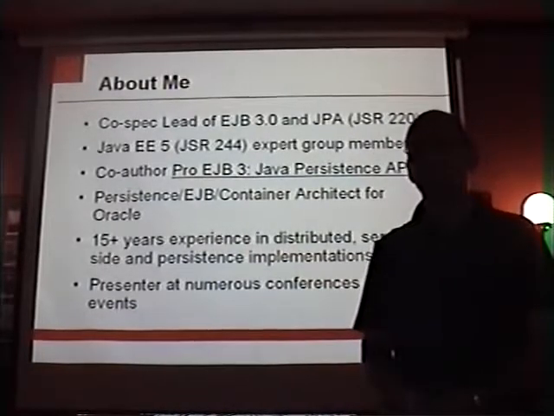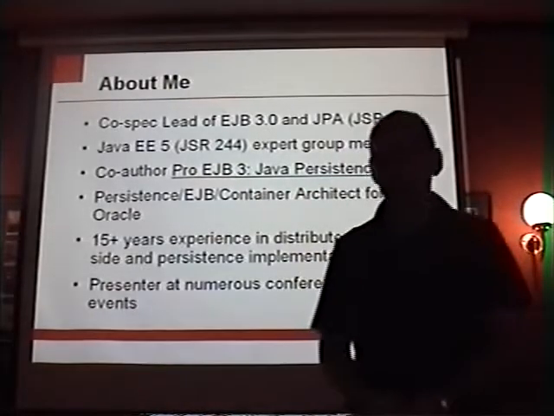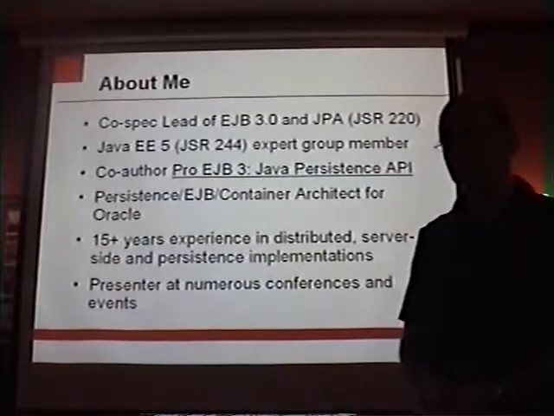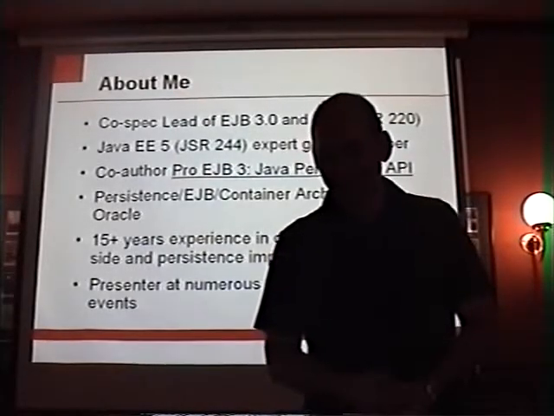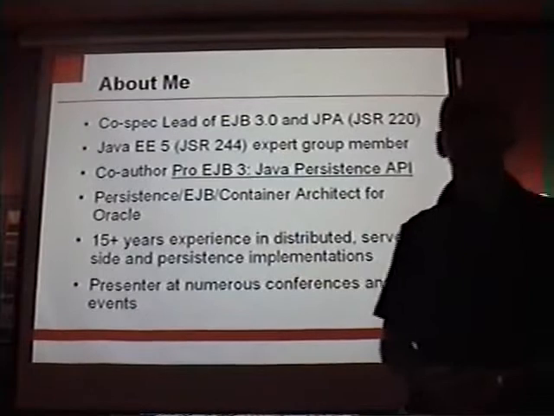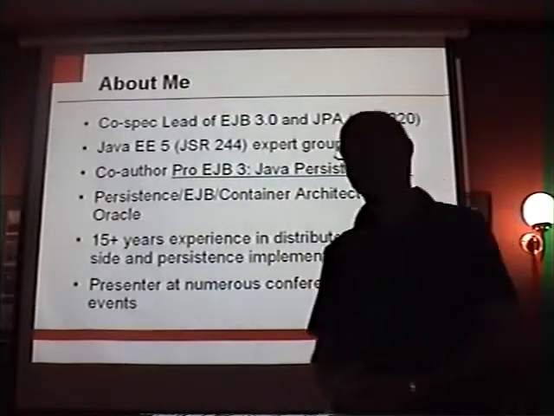I wrote a book called Pro EJB3, Java Persistence API, which was kind of the main JPA book on the market last year. So I think a couple other ones have joined it now, so there's some choice. I work for Oracle as an architect in the persistence area. I've been doing persistence most of my life, in some form or another.